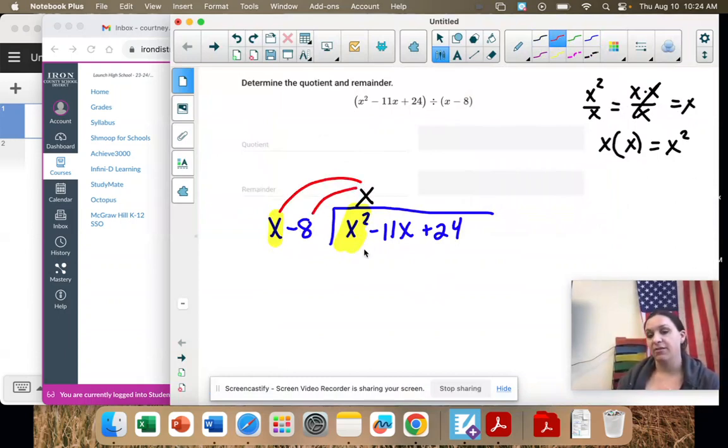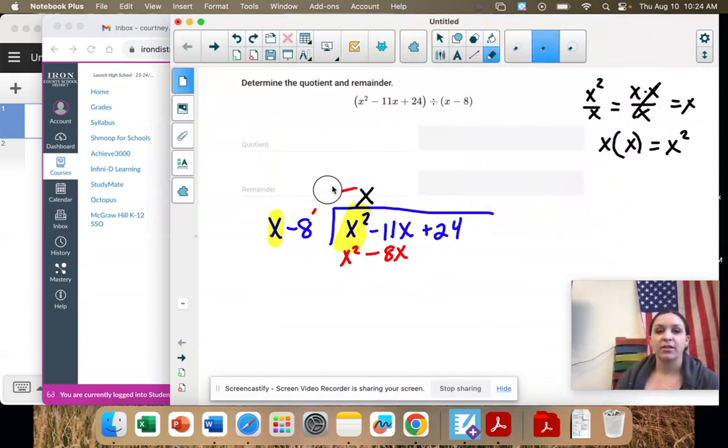Now we have to look at the negative 8. Can't forget it. So x times x is x squared. x times negative 8 is negative 8x. And then we subtract. I'm just going to get those out of the way.